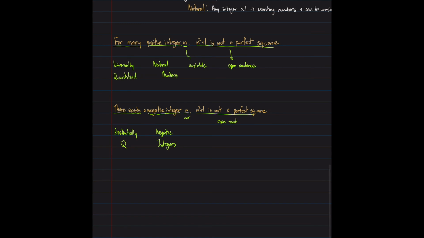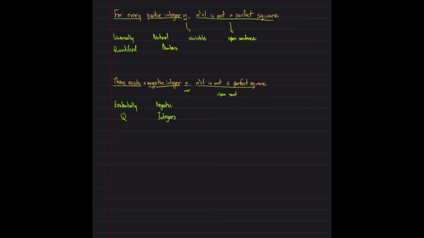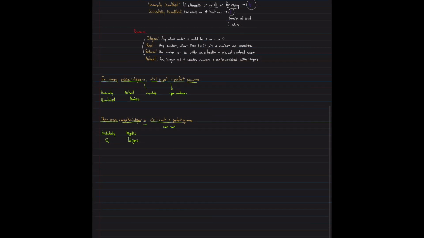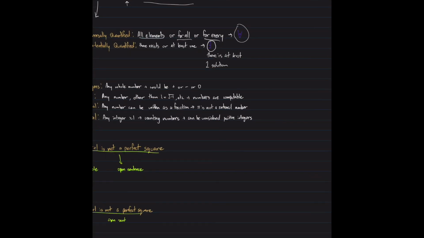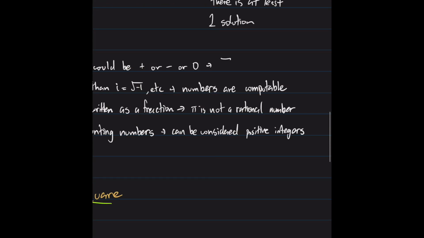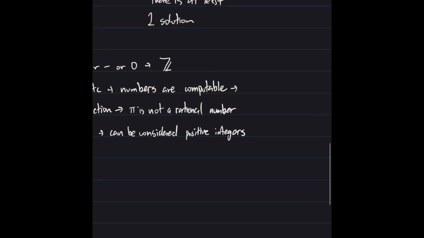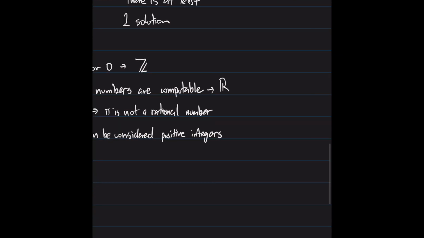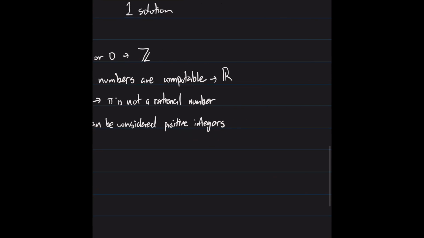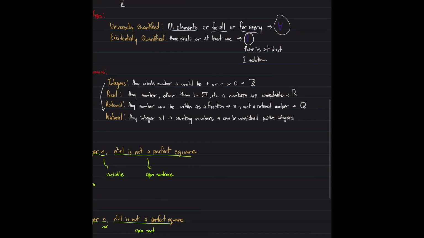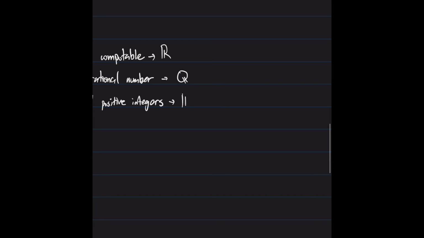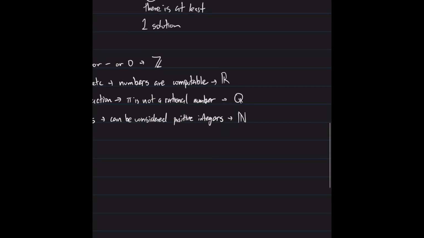Okay, so now using this, we can try to put it into a symbolic representation. Well, we know our symbols for all and existentially quantified. We can say that our integers are represented by capital Z. Our real numbers are represented by this, and you might have seen this notation from other courses or somewhere else. We can represent our rational numbers by a Q, and we can represent our natural numbers as an N. So now let's take our two examples and try to convert them into symbolic representations.